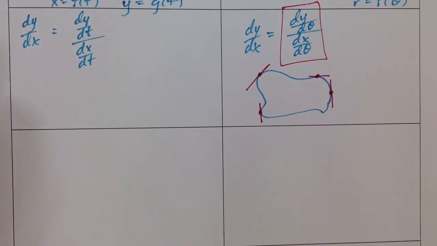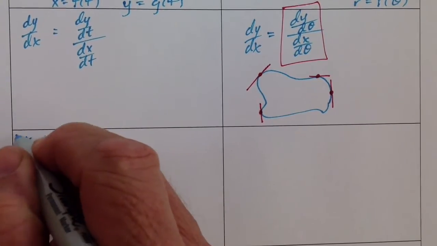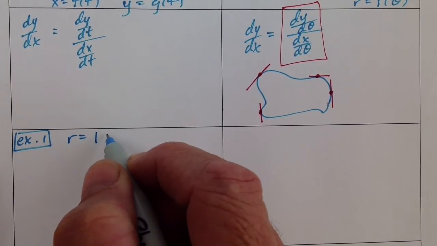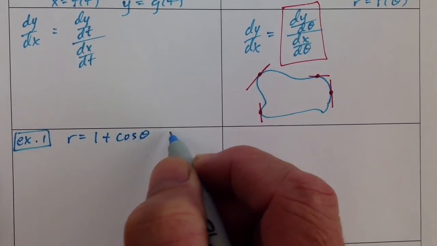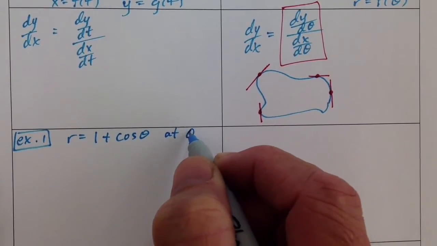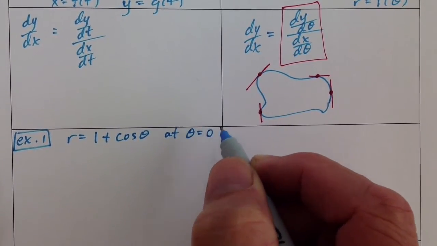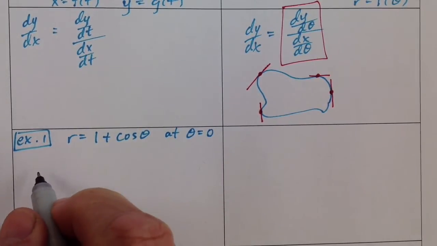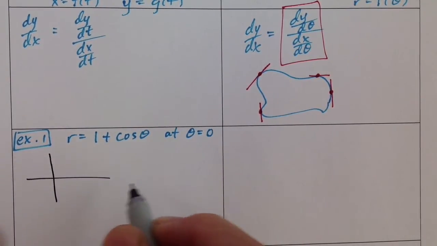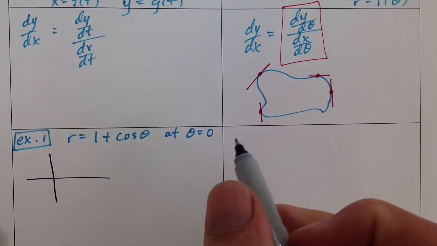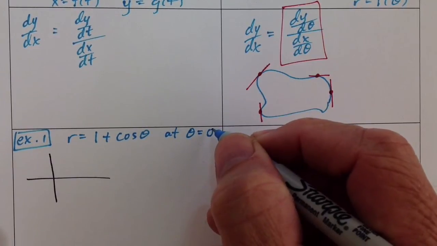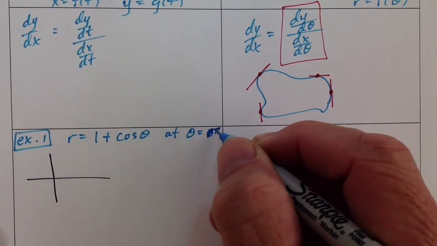Let's do our first example. Example 1: find the slope of r equals 1 plus the cosine of theta at theta equal to, let's say, 0. Okay, so we'll just start off with a pretty basic one. Actually, let's do theta equals not 0, because it's going to give us an undefined slope. Let's do theta equals pi over 2.